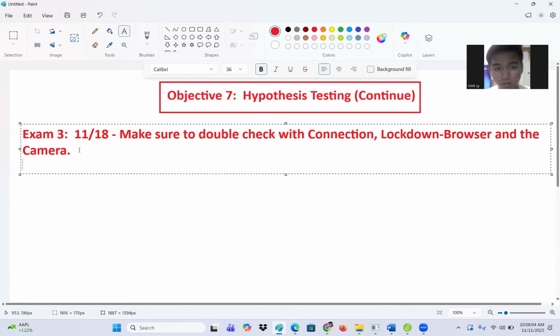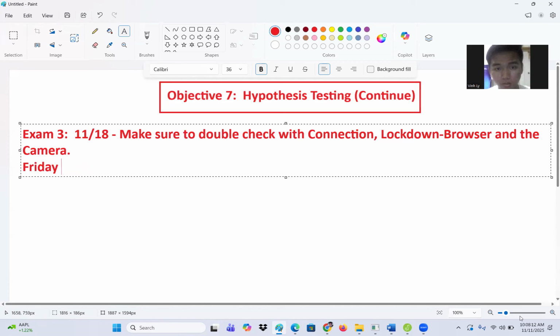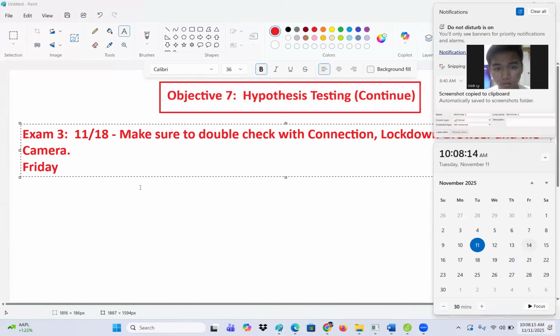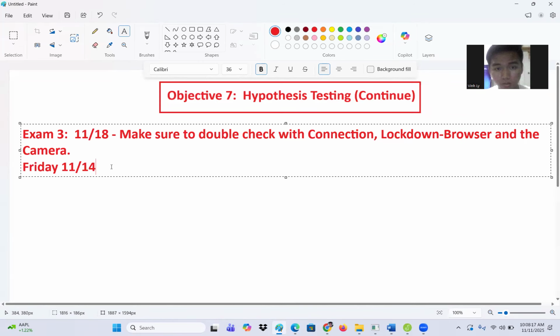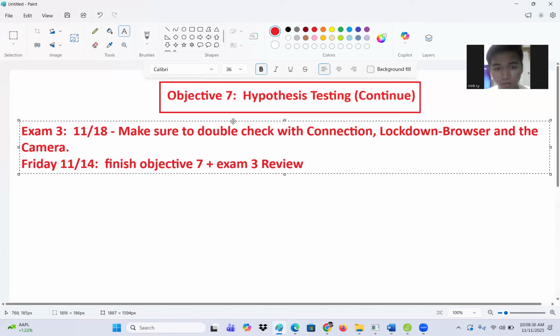And so the exam review is going to be on the 14th. So we're technically going to finish Objective 7 plus the exam review. I would try to go over all the topics that we should have before the exams, making sure that we have this date.